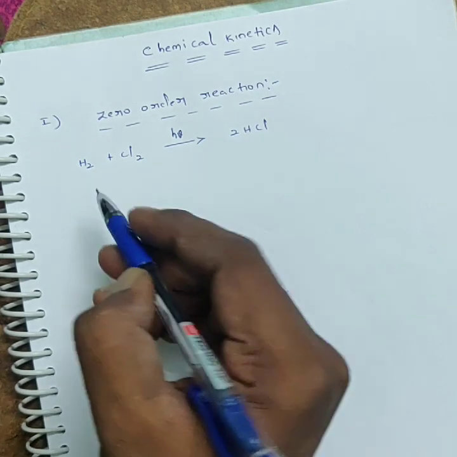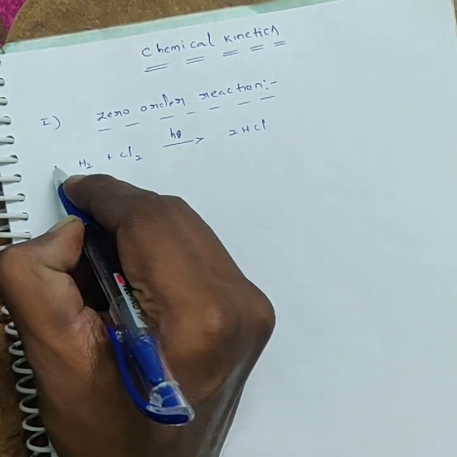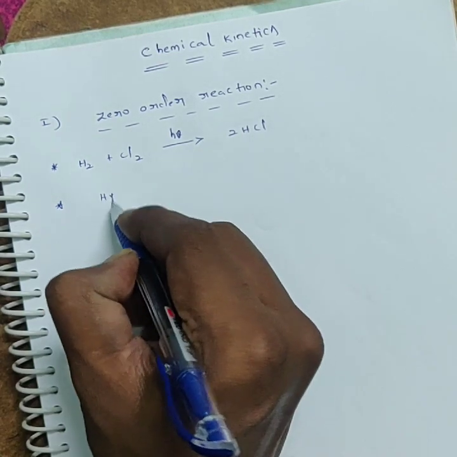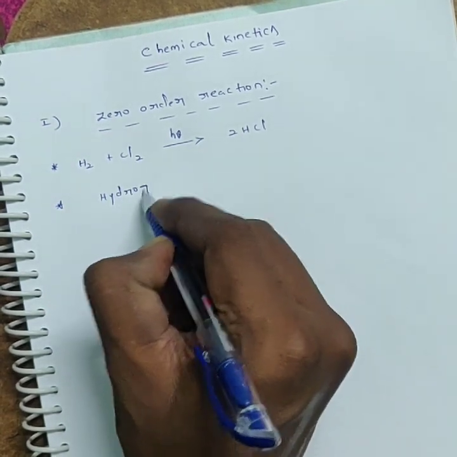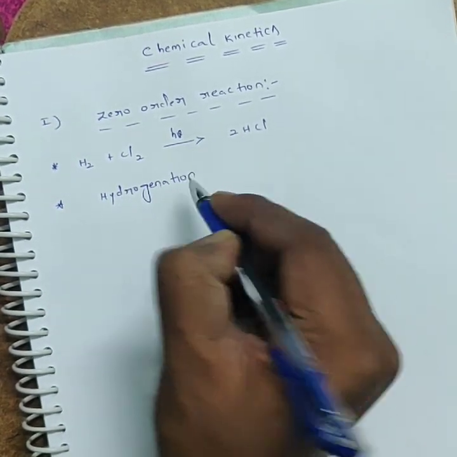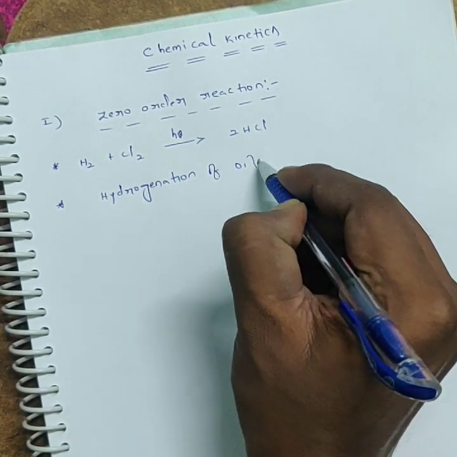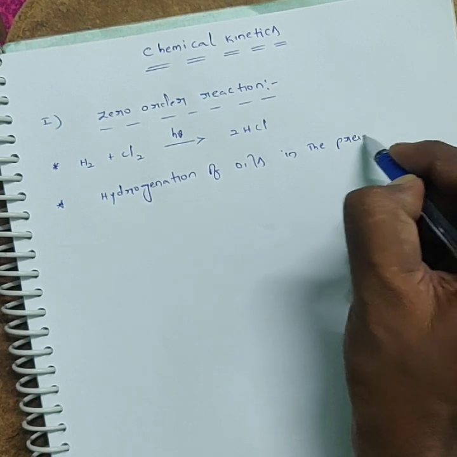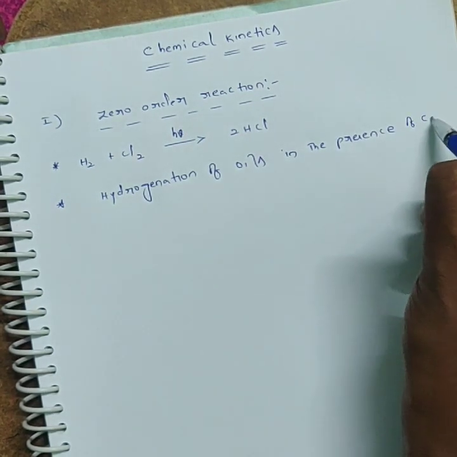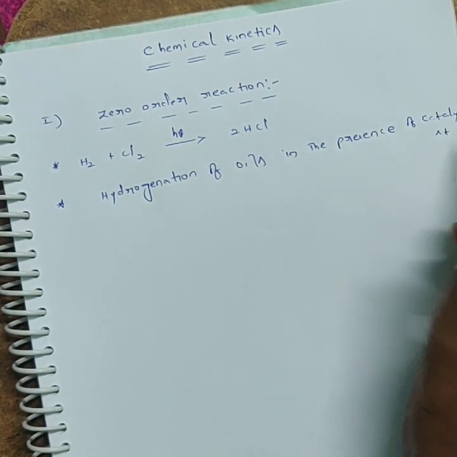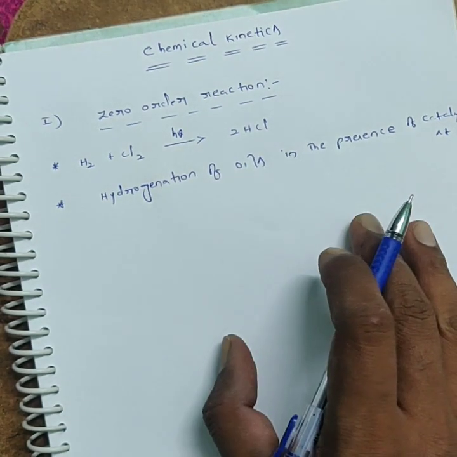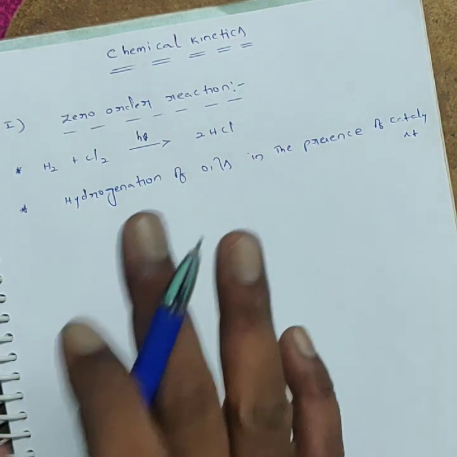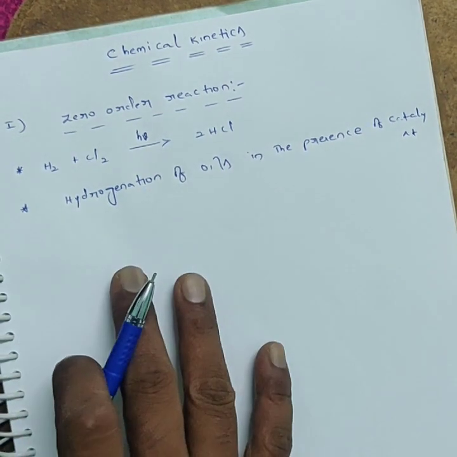In a similar manner, let us take another reaction. Take hydrogenation of alkenes in the presence of catalyst. Here, without catalyst, hydrogenation does not occur. So, catalyst is required even for this reaction also.